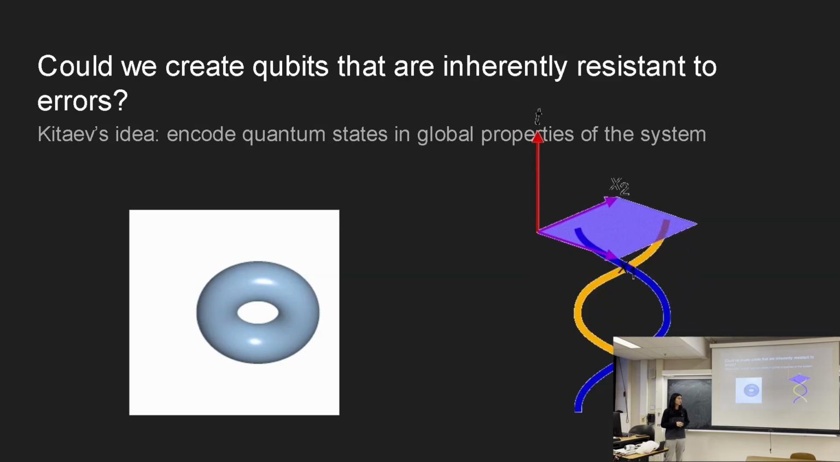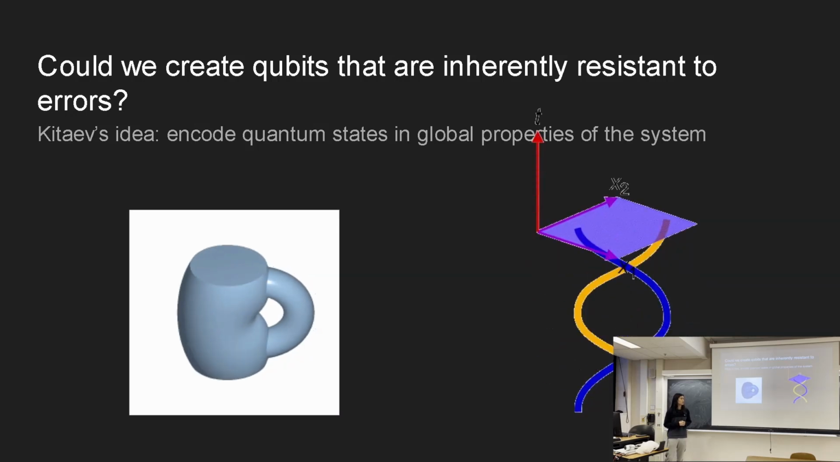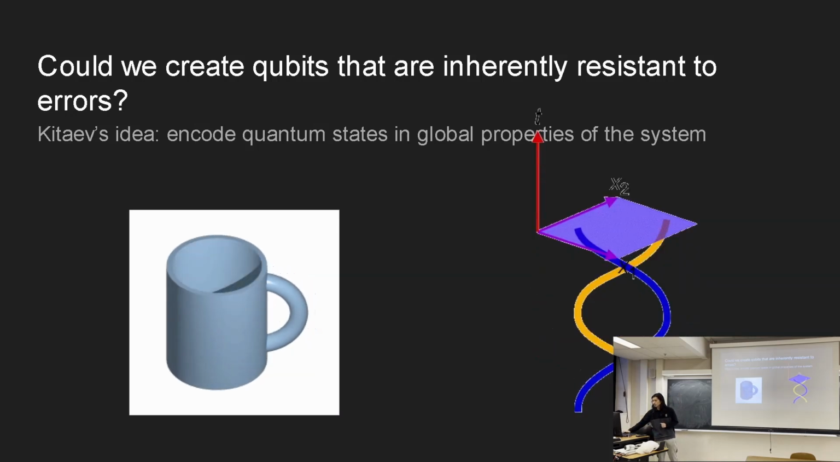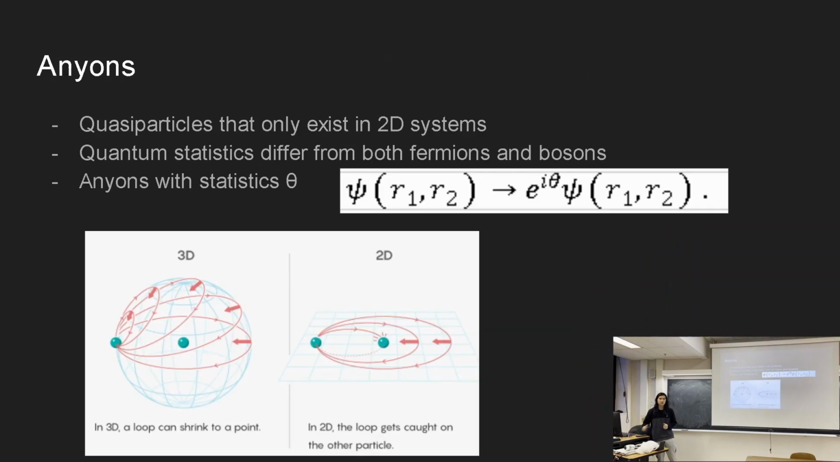So I think this should become more clear once I start explaining what exactly I'm talking about. The particle that we're interested in is called an anyon. And an anyon is not like an actual particle, it's a quasi-particle. So it could be like a collection of electrons that have this certain property. And very importantly, it's a quasi-particle that only exists in 2D systems.